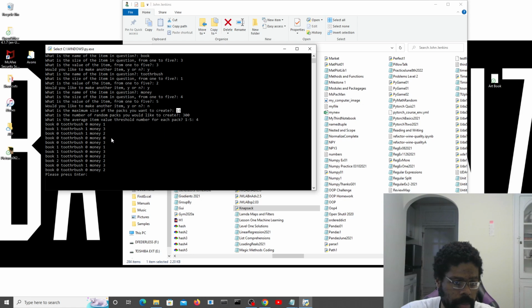The value of the book is 3. The value of the toothbrush is 2. That's 5. The value of the 3 monies is 15. So the total value is 20. Divide that by 3, you get about 6.66, which is higher than 4, which is our threshold for the average value compared to the number of items in the pack.